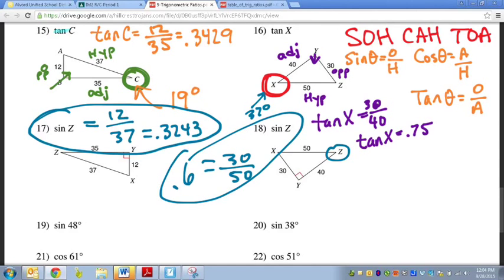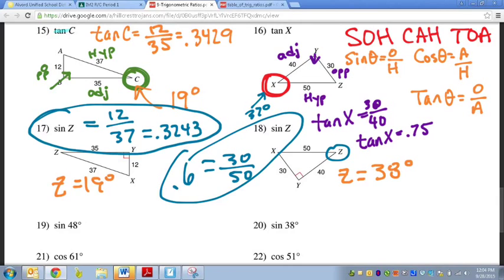Cliffhanger. Wait for it. Or you can pause the video and see for yourself, but here come the answers. So sine of Z at 0.3243 is going to give me an answer of 19 degrees. And sine Z at 0.6 is going to give me somewhere around 38 degrees.